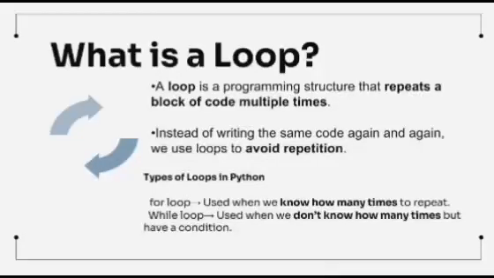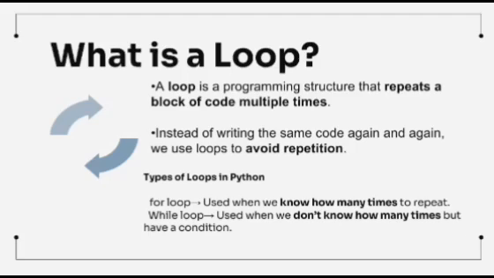Next, what is a loop? A loop is a programming structure that repeats a block of code multiple times. Instead of writing the same code again and again, we use loops to avoid repetition. If we want to write a name repeatedly, we put it in a loop, so that every time we want to specify the name, it is used from the loop.